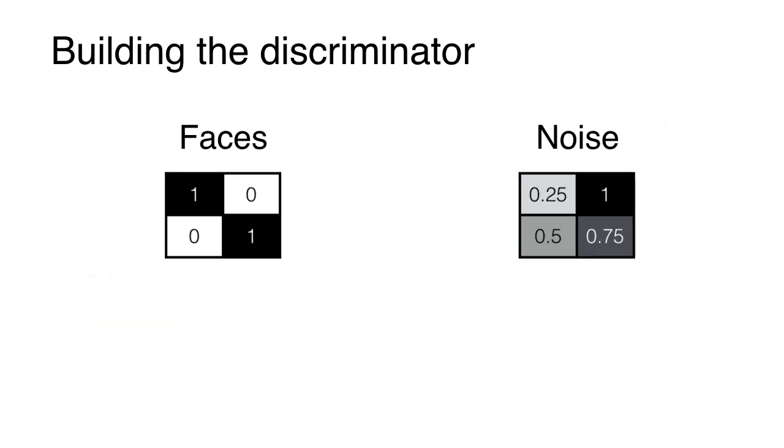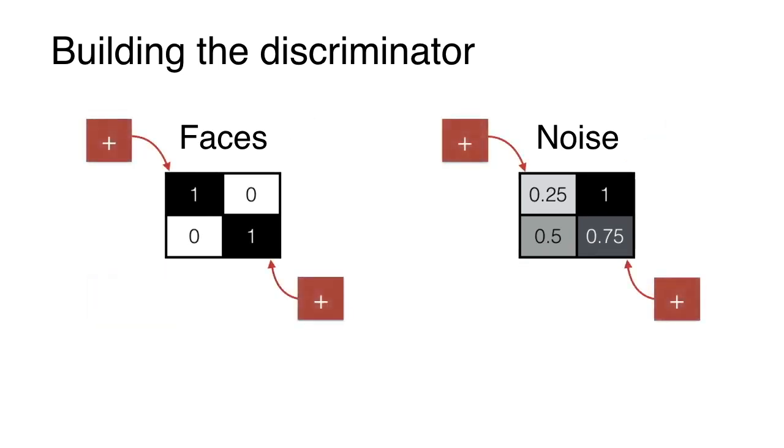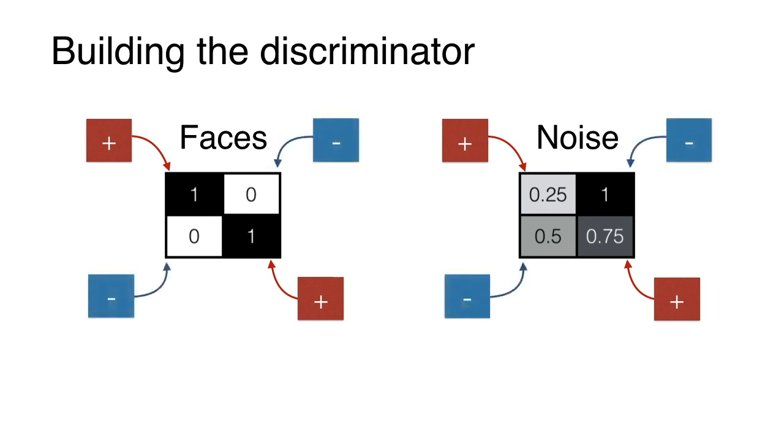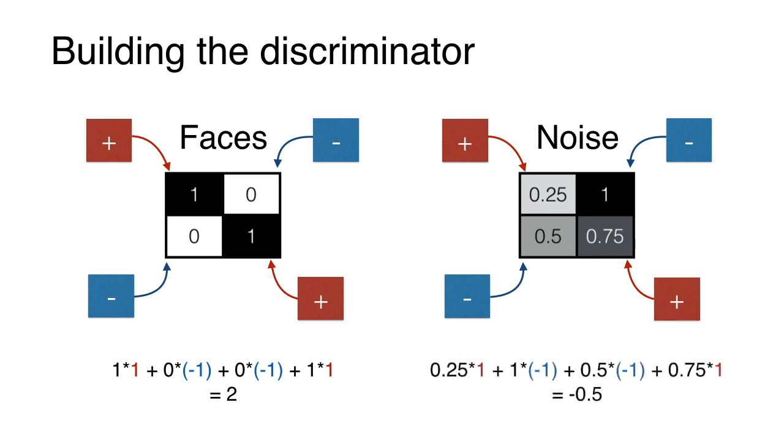Therefore, the way to tell faces apart is by adding the 2 values corresponding to the top left and bottom right corners and subtracting the values corresponding to the other 2 corners. In faces, this result will be very high, whereas in noisy images, it will be low. For example, for this face, the value is 2, and the value for the noisy image is minus 0.5.